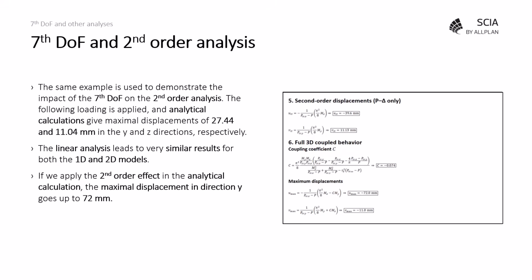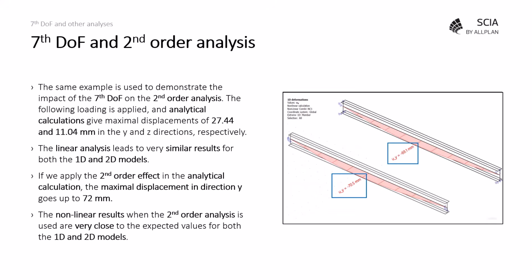So if we look at the theoretical approach, the hand calculation would give a maximal displacement in direction y of 72 millimeters. So there's a huge jump on that level. As for the vertical displacement, it's still equal to 11 millimeters. So if you run the second order analysis in SCIA Engineer using a nonlinear combination, we get very close results to the theoretical ones. So for the 1D beam, we have a displacement of 70.5 millimeters, and for the 2D representation, we have a value of 69.1 millimeters.